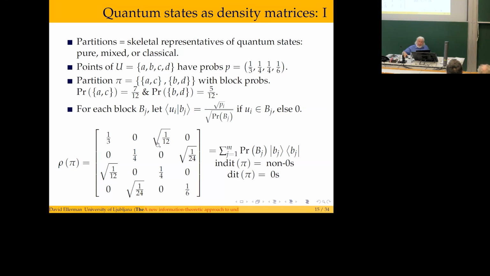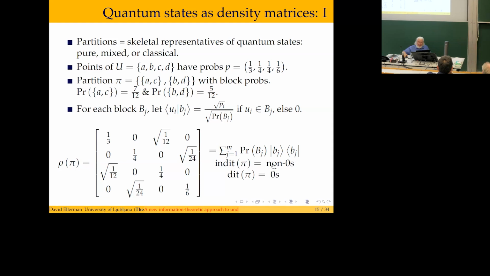Now, this represents all the information that's in the partition, because you see A and C are cohered together in a superposition. Now, what is coherence in the quantum notion of a density matrix? It's a non-zero off-diagonal element in the density matrix, and that's exactly what we got here. These two things here are the off-diagonal elements to show that A and C are in the same block of the partition. And this is the off-diagonal element, non-zero off-diagonal, to show that B and D are in the same block.